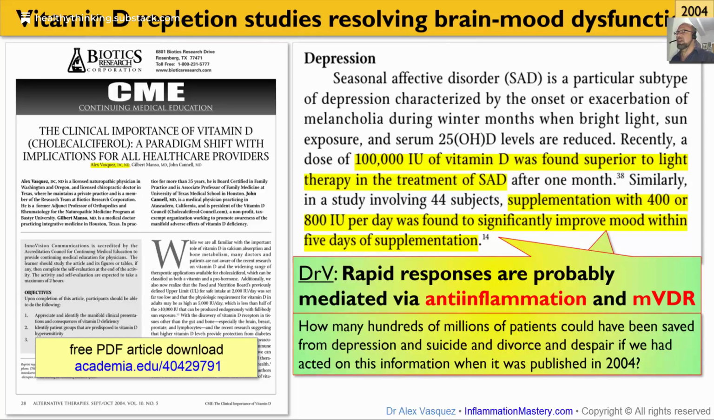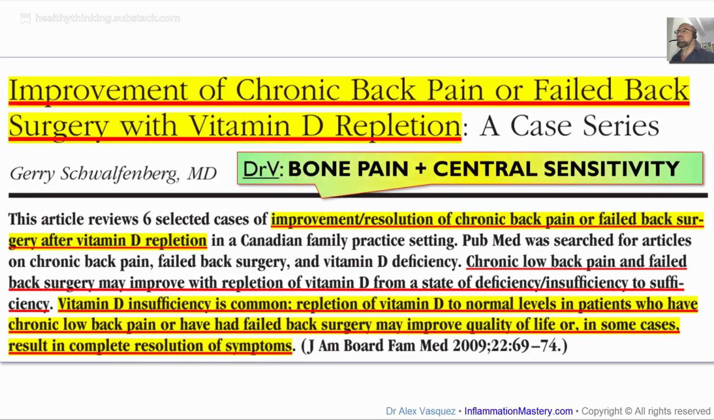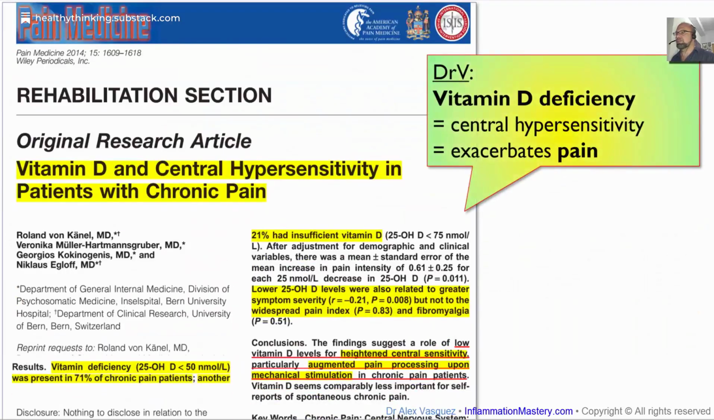I encourage you to download this 2004 monograph that I published. Here we are 17 years later, and this still remains a very reliable document. So again, you can download this for free. In that article, I introduced how vitamin D was relevant for many clinical diseases that we see, such as seizures, epilepsy, depression, chronic pain. And since the publication of my article, we now have follow-up evidence showing that indeed vitamin D is important against chronic pain by reducing bone pain and central sensitization.